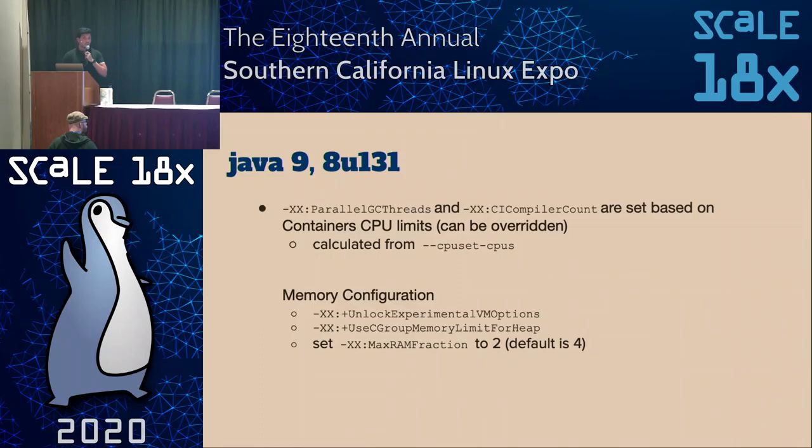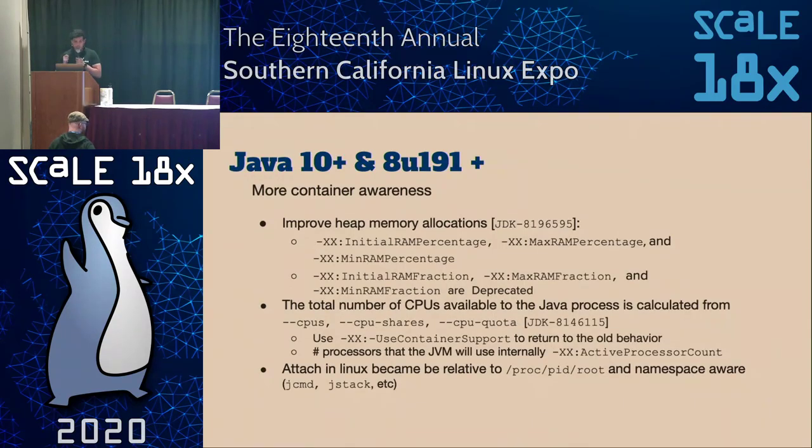In Java 9, we started to see some improvement to make Java more container aware, with some options to specify the number of CPUs, and some experimental options to configure the memory. And good luck convincing your manager to choose experimental options in production.